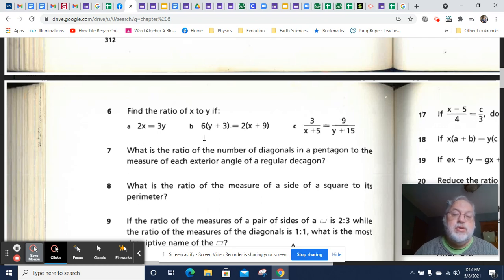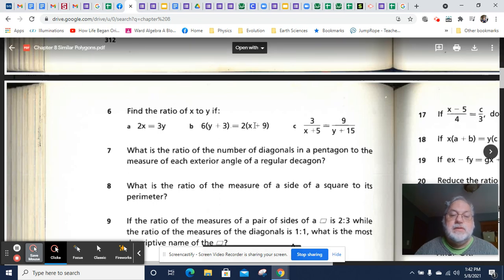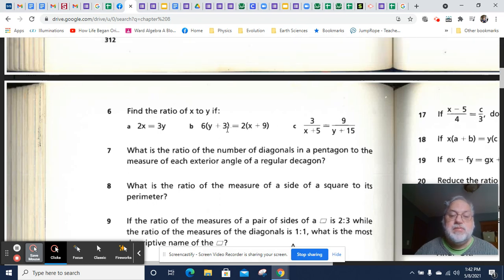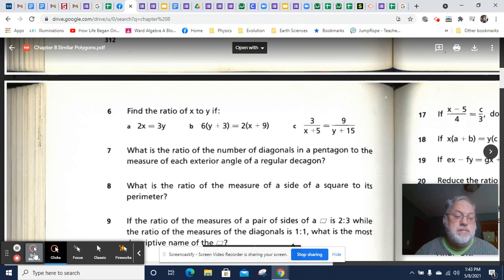What I can do is, it doesn't matter which one I treat as the product of the means, but I can treat this as the product of the means and this is the product of the extremes. Okay, so I'm going to set that up. So if this is the product of the extremes and this is the product of the means, I'm going to set that up like this.